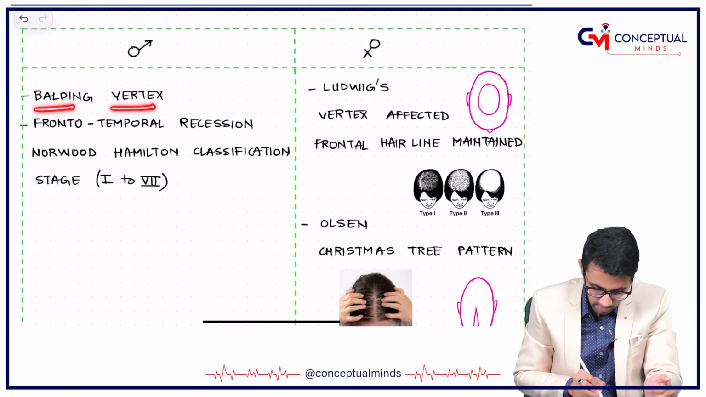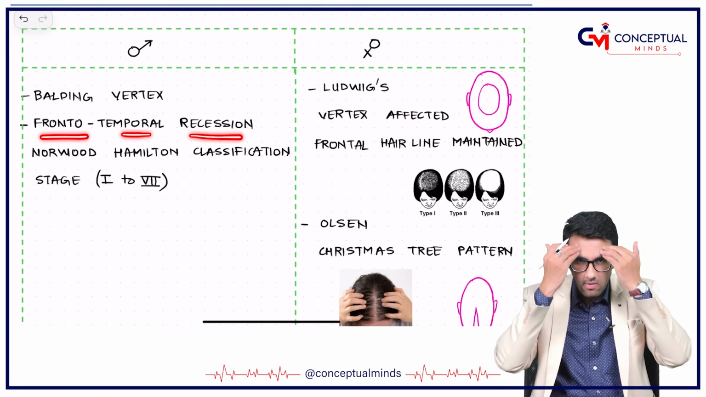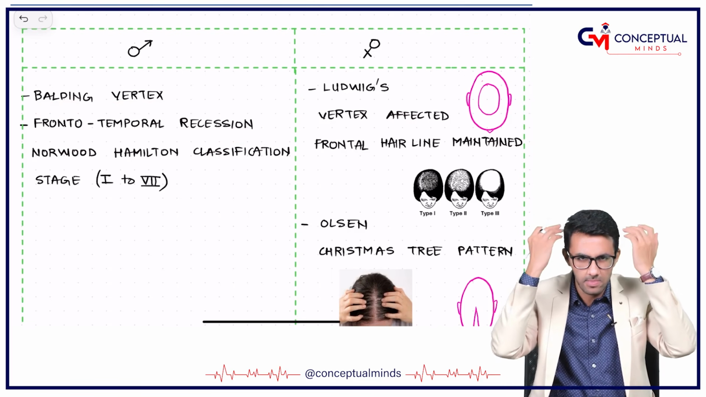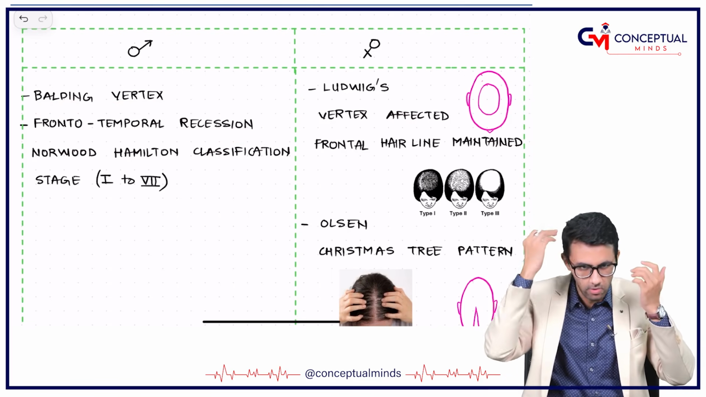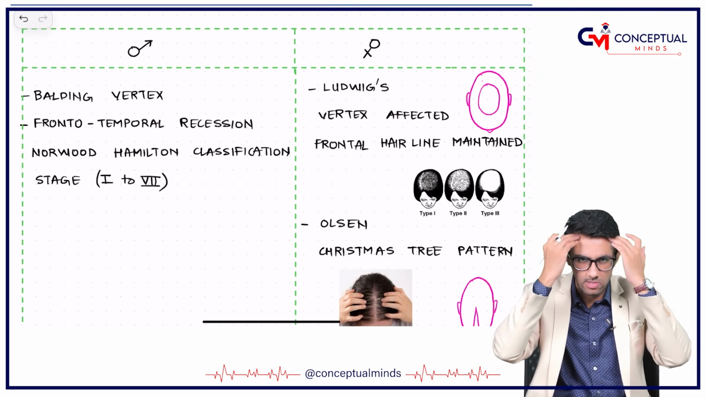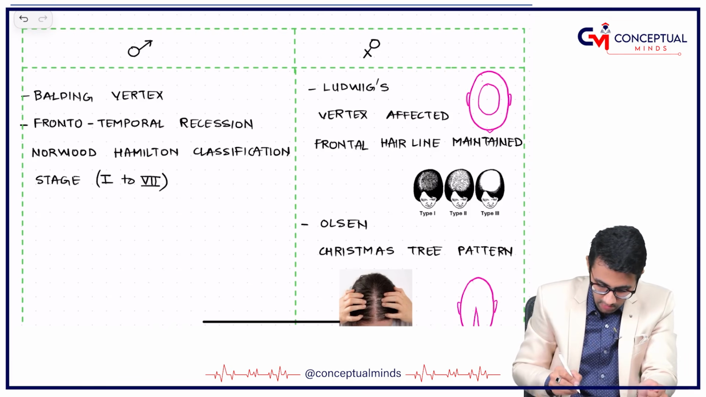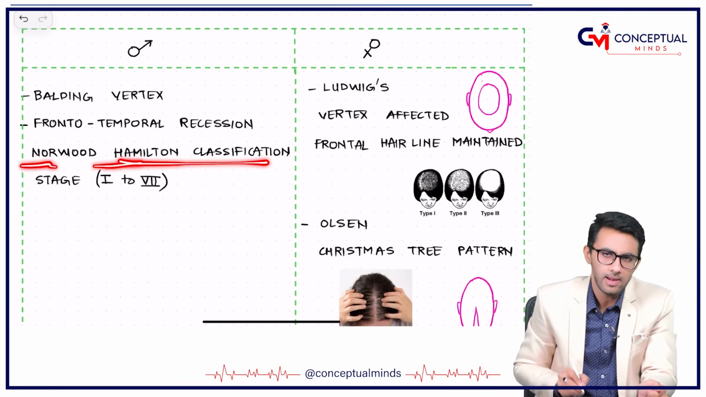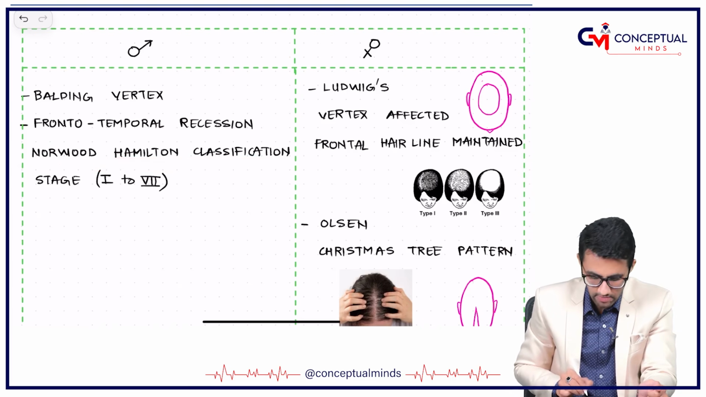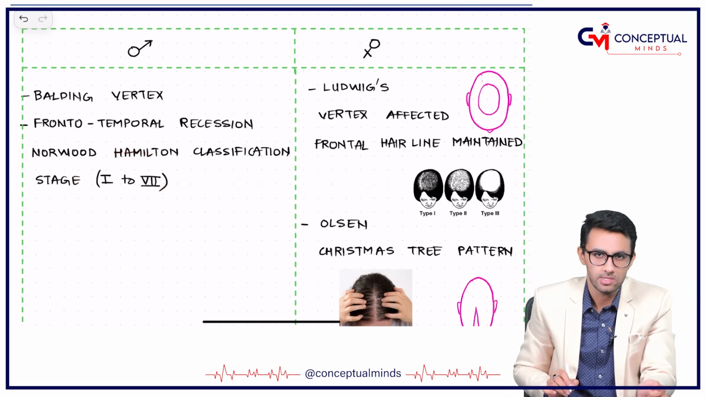Okay, all right. Frontotemporal recession will be there. Frontotemporal recession we have, and then we have this W pattern, right? The W pattern will be there. Slowly there will be W pattern and there will be hair loss. What classification do we use? The Norwood Hamilton classification we use, and in this we have a total of 1 to 7 stages.